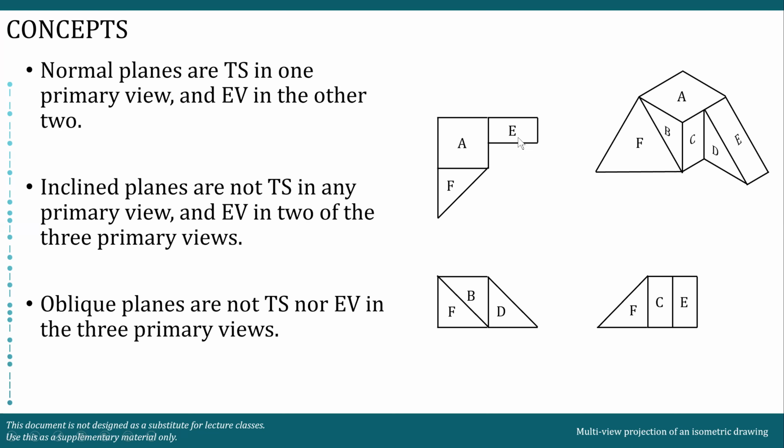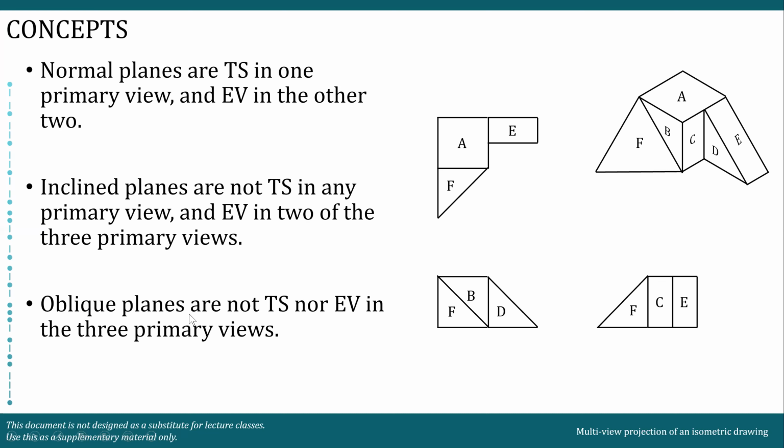Ito yung plane E. This is plane E. Pag tinignan mo sa top view, nandito siya. Pag tinignan mo naman from the right side view, makikita mo pa rin si E. Only in the front view that you will not see plane E because it's in edge view here. So that's an inclined plane, edge view in one primary view.